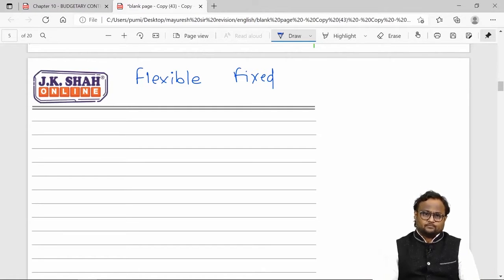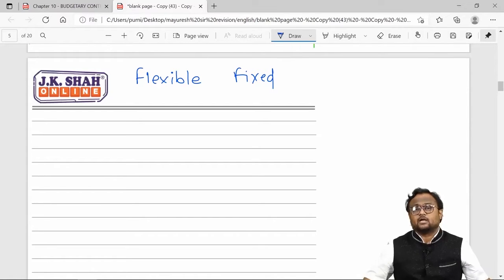Say you have 70,000 as a break-even point. You are producing in batches of 10,000. So if you produce 70,000, if you execute 7 batches, you will be at the break-even point. Your entire fixed cost will be recovered. You have 3 more options: produce 80,000, produce 90,000, and produce 1 lakh.